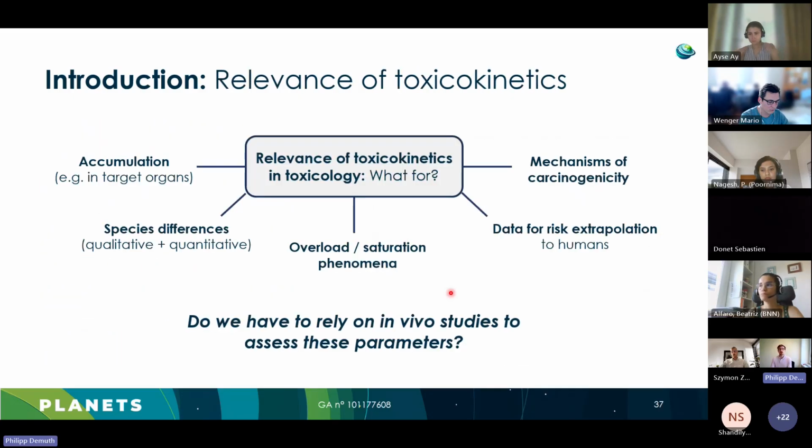So with that, I would like to give you a quick overview about the relevance of toxicokinetics within toxicology. So one important aspect is the accumulation of compounds that might occur, but also the question of species differences. So if we have certain effects in the rat, but not in the human, this can be due to toxicokinetics. We might have overload or saturation phenomena.